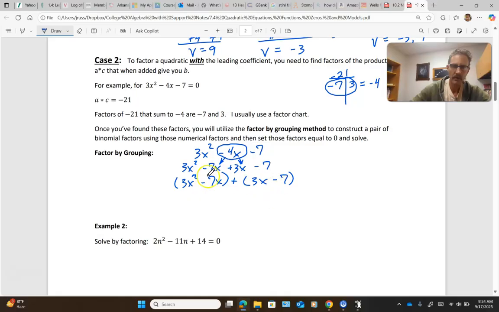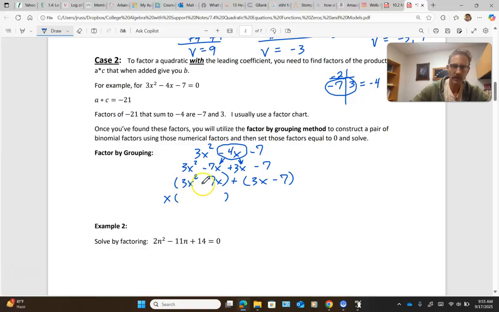Okay. And then what you do is you, from each of these groups, you extract what's called a greatest common factor. You may have heard of that before. It's basically, what do these two terms have in common? Okay. Well, the 3 and the 7 don't have any common factors. But the x squared and the x, they both have an x. So in other words, each of these two terms here, they each have at least one factor of x. So you factor that out.